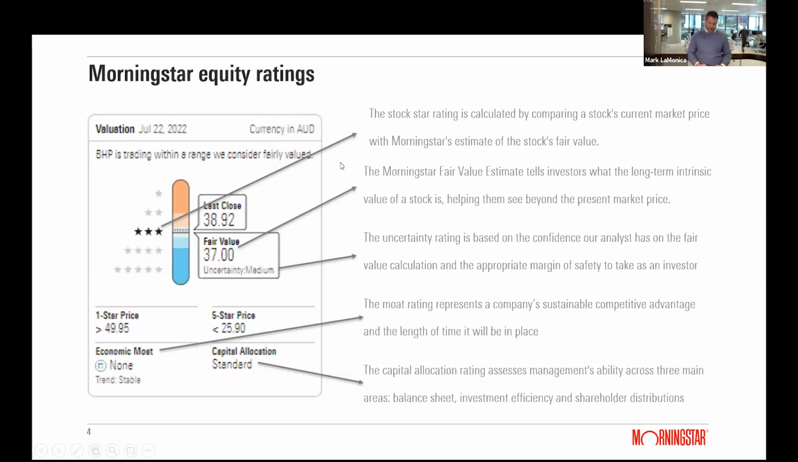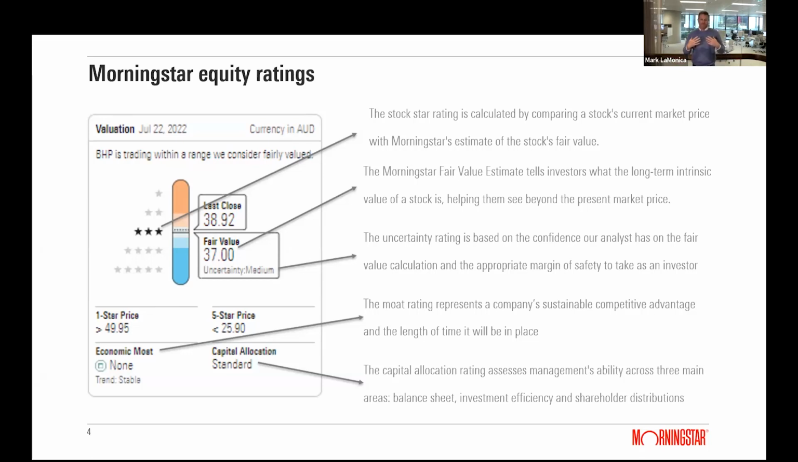The other rating that goes into the star rating is our uncertainty rating. As you'll see when we show this discounted cash flow model, analysts are predicting the future, because as investors, we do not care what's happened in the past. The past can obviously be useful to inform our view of the future, but all that matters is what happens in the future. Predicting the future is very, very difficult to do.